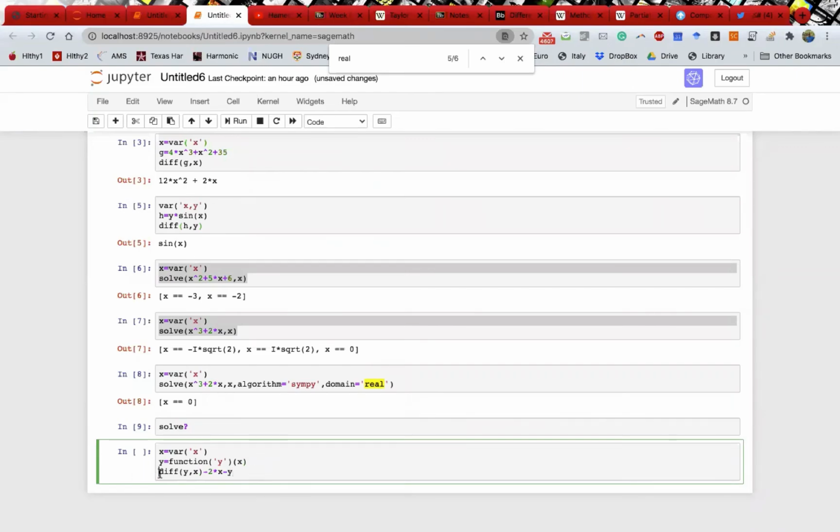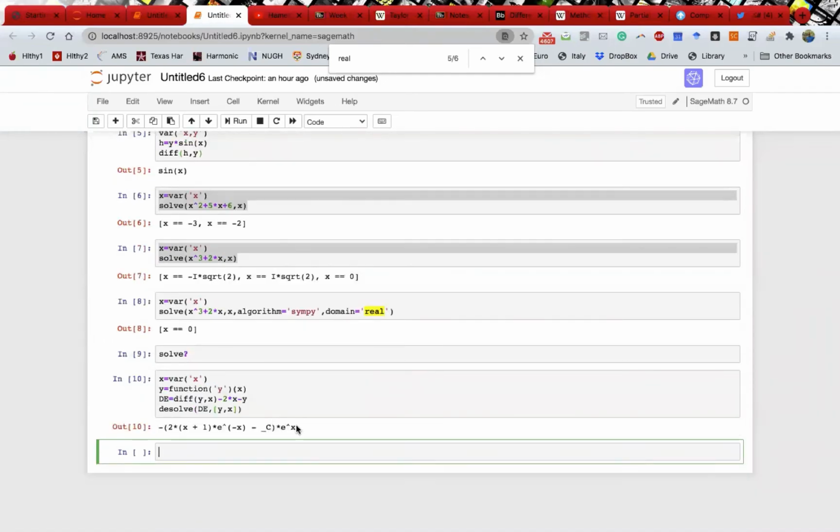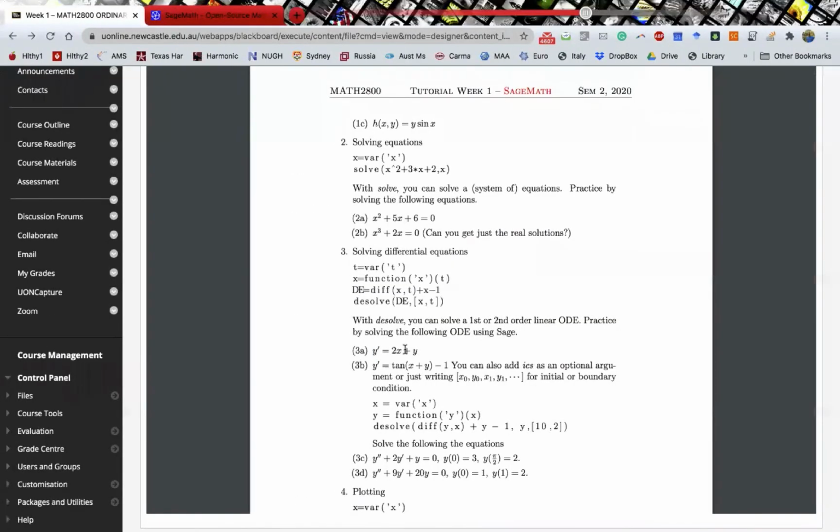Let's call this one dE equal, and now dE solve dE in terms of y comma x. So this is the equation. From Math 1120 and 2310, you know how to solve this question. Next week we will have some more complicated examples.